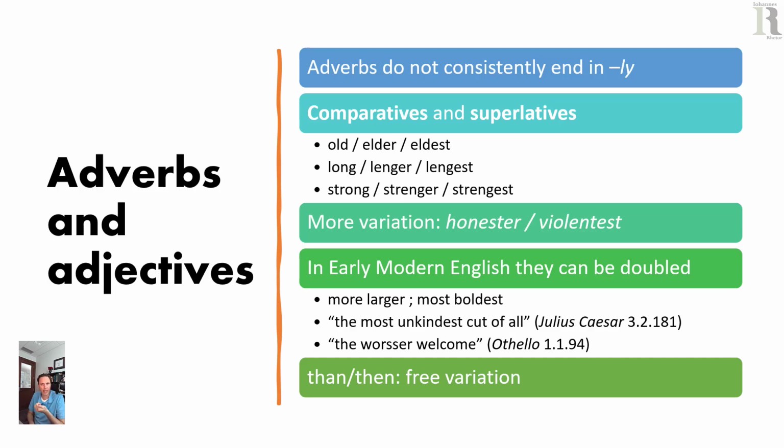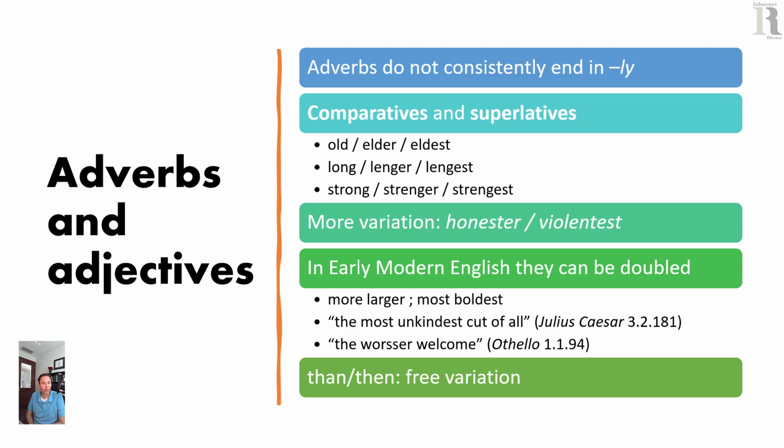We also have more variation in which words we can have an inflected comparison. That is not by adding more or most, but by adding er or est to the end. So in Shakespeare's writing in early modern English, you'll get forms like honester and violentest.